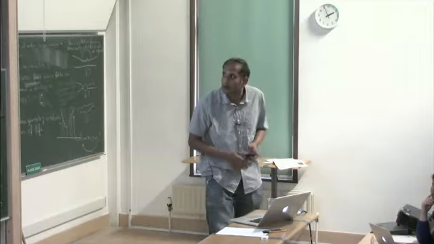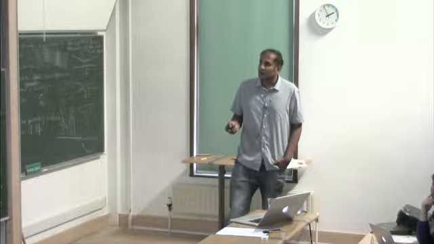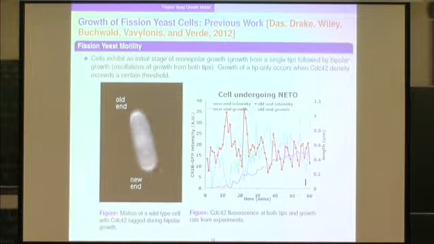And you can see bipolar growth in this video here. Growth of a tip is correlated with the concentration or intensity in these fluorescence plots of CDC42 at the tip.